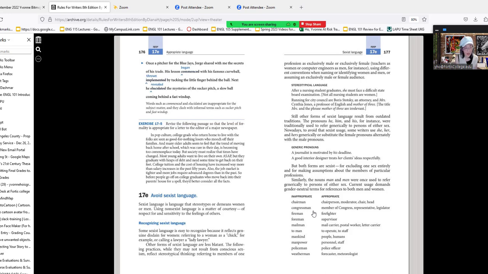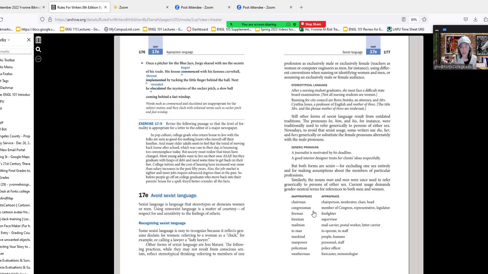The following practices, while they may not result from conscious sexism, reflect stereotypical thinking: referring to members of one profession as exclusively male or exclusively female, teachers as women, or computer engineers as men, for instance; using different conventions when naming or identifying women and men; or assuming an exclusively male or female audience.